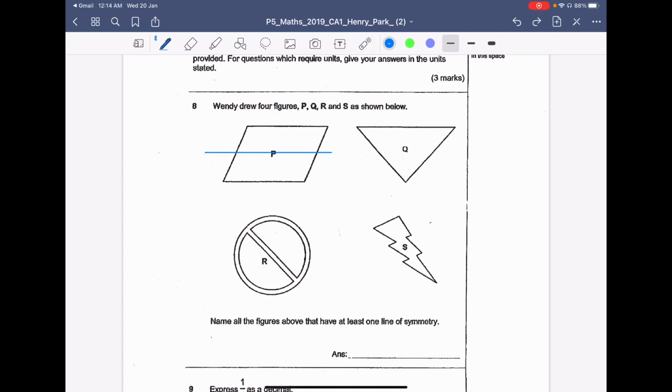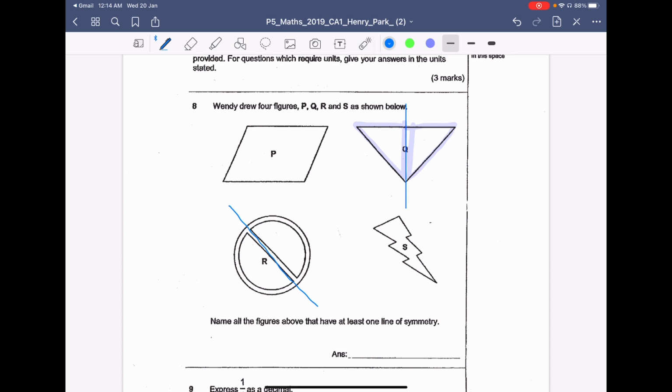Similarly, if you fold it from here to the other end, you also notice that it does not have two equal figures at the top and bottom. So P does not have a line of symmetry. For Q, if you draw a line vertically down in the middle, this portion and this portion are the same, because when you fold them up, they'll be the same. So Q has a line of symmetry.